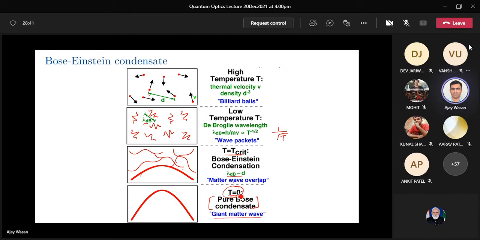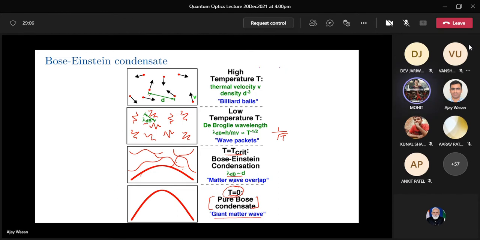But T equal to 0 is an ideal condition. I think all of you will agree, because T equal to 0 is not such an easy thing, because there is always noise in nature. So, any question up to here?